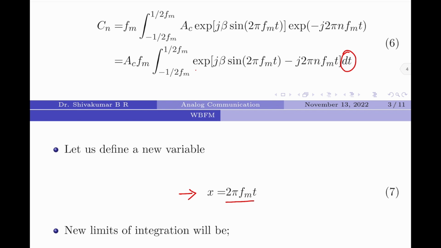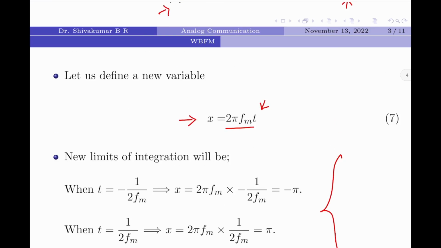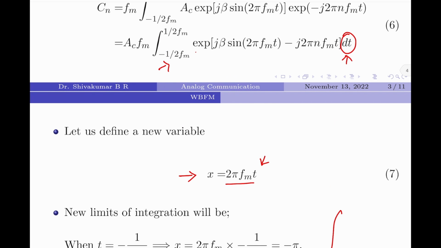Therefore, I will now have to find new limits of integration as well as the value for dt itself. That is shown in this part of the slide. To find the new integral limits, all you need to do is take the old integral limit and place it in terms of the old variable, which is t. So, coming to the integral, the lower limit is minus 1 by 2 fm.